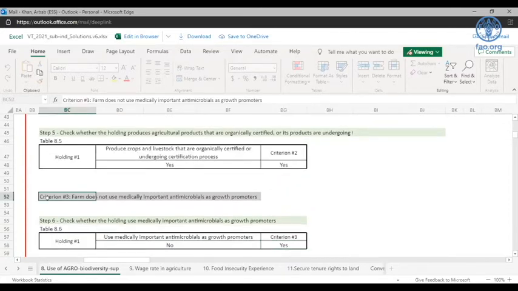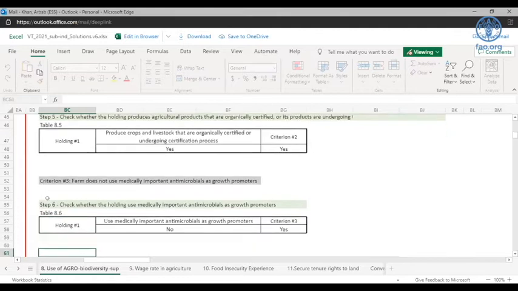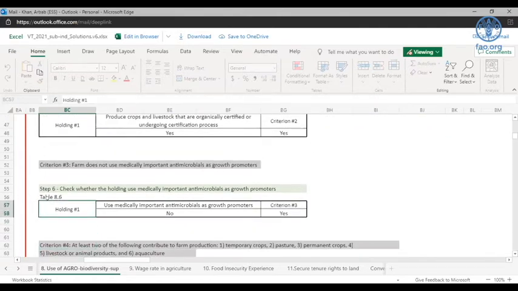Criterion three is that the farm does not use medically important antimicrobials as growth promoters. Now, what do we mean by medically important antimicrobials? Again, this concept has been explained in the support documents. So every term, terminology or concept used which is new for countries to follow, we try to explain as comprehensively as possible. So this is again a question whereby we ask the farmer whether he or she is using antimicrobials as growth promoters for livestock. In this case, the holder said no. So this criterion is satisfied.